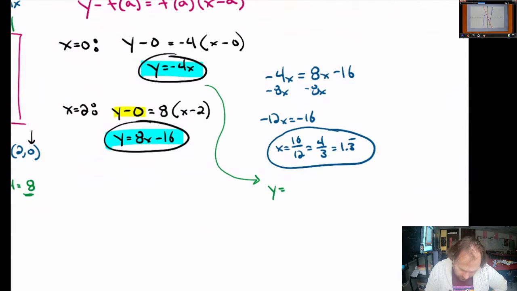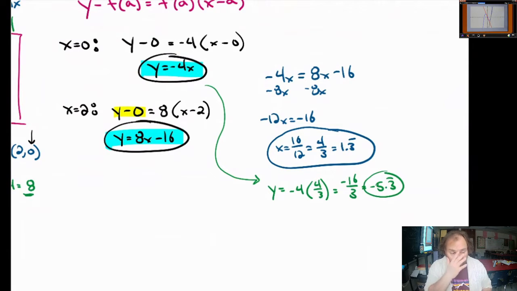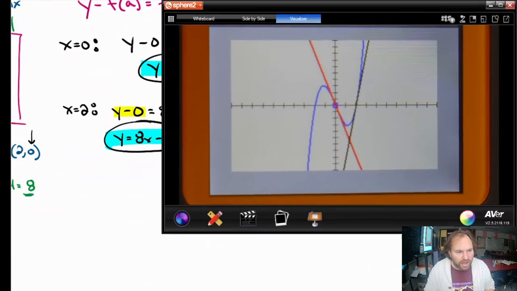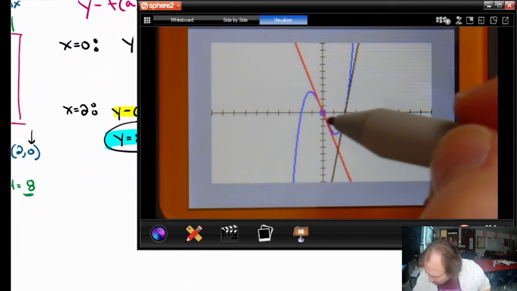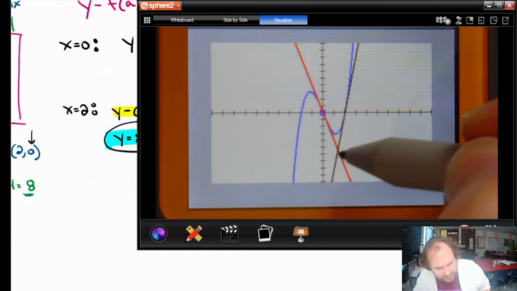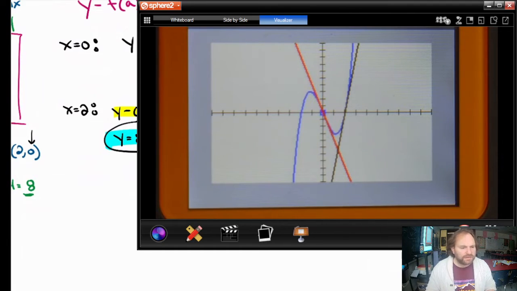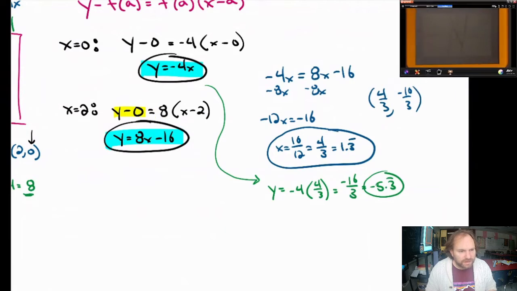The y value is going to be negative 4 times whatever 4/3 is. I think fractions are a better choice here. Negative 16/3 is a good answer. That in decimal form will be negative 5.3 repeating. There you go. That's not a very nice answer, but that is what it is. It's the point 4/3 comma negative 16/3. And that kind of matches what I see on the graph, just eyeballing it really quick. It looks like a little bit more than 1 on x and a little bit less than 5 on y. That fits. Okay, let's move on to the next question.